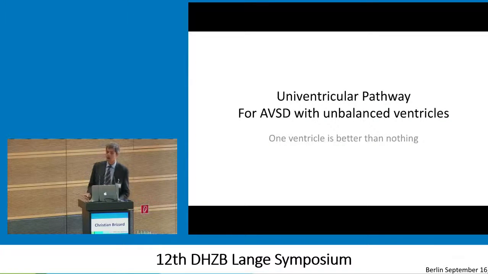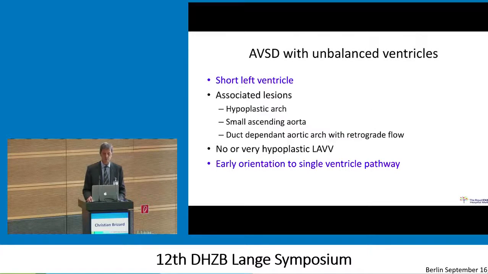Now, to go back to the original task that I have: univentricular pathway for AV septal defect with unbalanced ventricle. One ventricle is better than nothing. So when you have a short left ventricle, associated lesions, mostly hypoplastic aortic arch, or you have no or a hypoplastic left AV valve, you go straight to a single ventricle pathway. So the length of the left ventricle would be less than 80% of what you should require for biventricular repair.